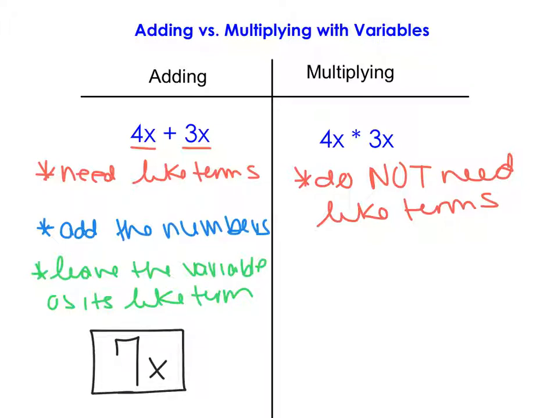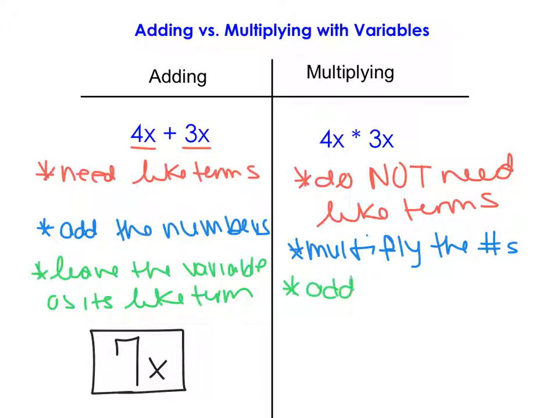Where this is different when we multiply is that we multiply the numbers just like we expect. So we multiply the numbers. Sorry, I had to abbreviate there. But what happens with the variables is we add the exponents of the variables.